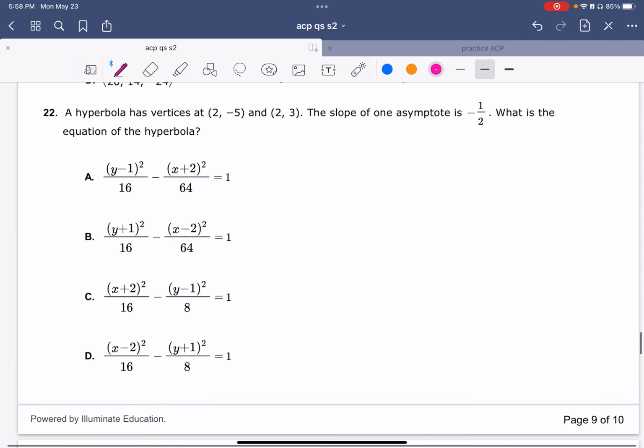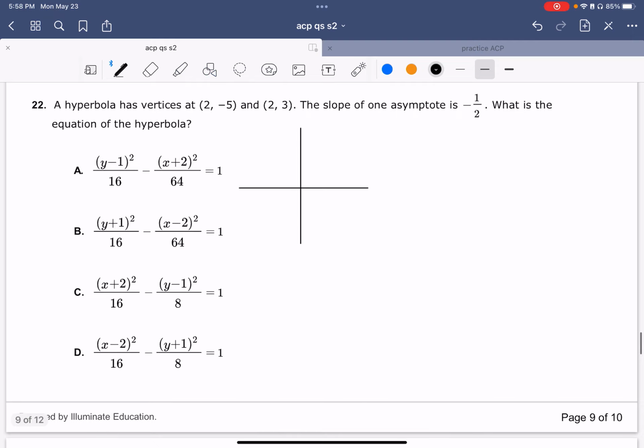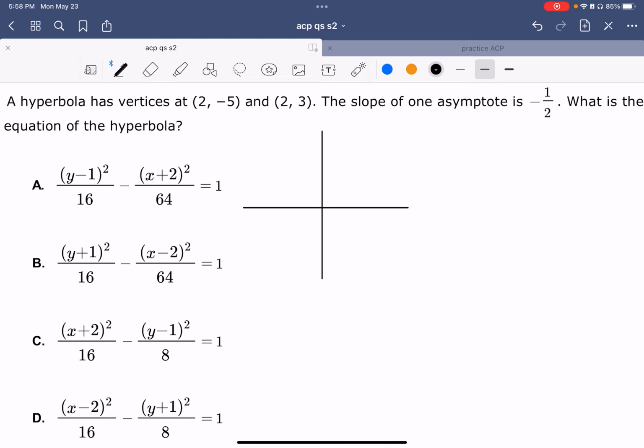Number 22. A hyperbola has vertices at (2, -5) and (2, 3). The slope of one asymptote is -1/2. What is the equation of the hyperbola? So I'm going to graph it. So (2, -5) and (2, 3). And those are the vertices.